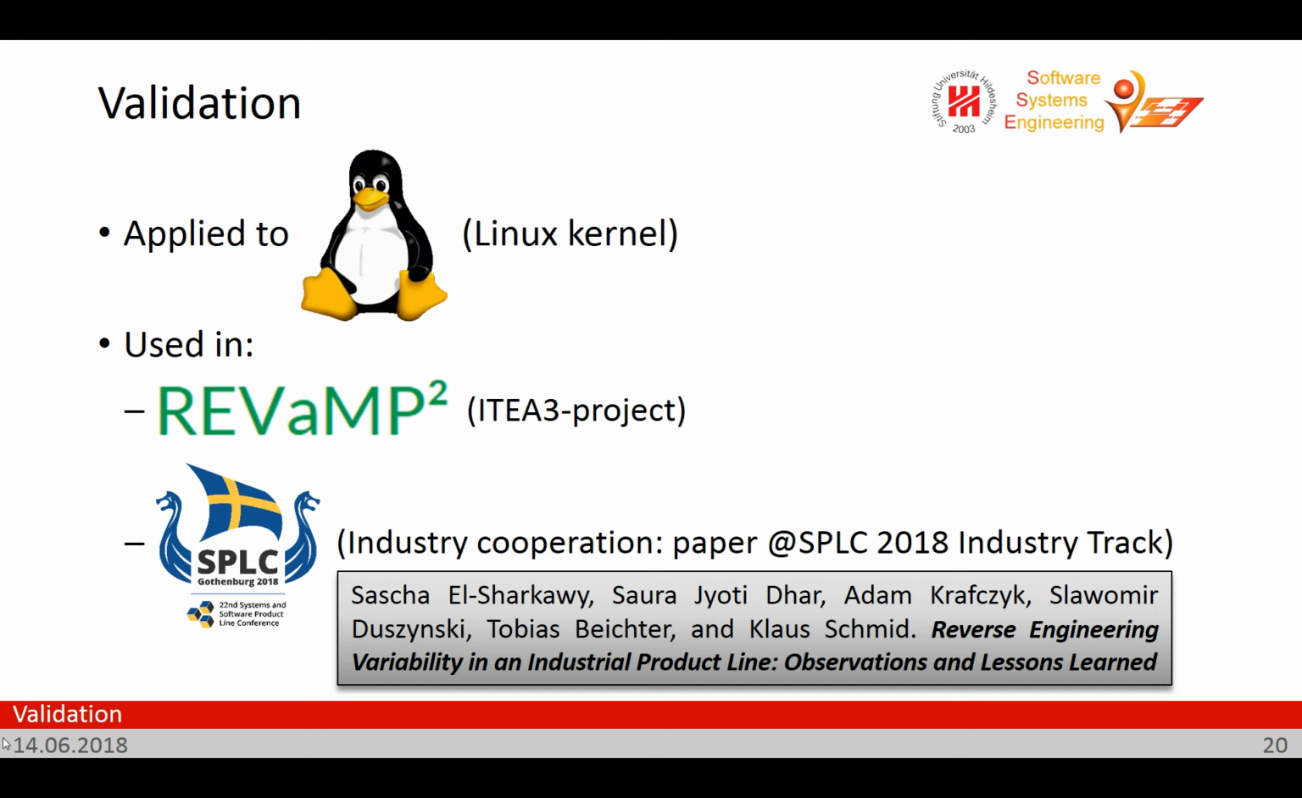But KernelHaven is also used in other domains, like the Revamp2 project, which is a tier 3 project. Here it is used for extracting information from product lines and products. It is used for validation and verification, and it is also used for co-evolution. Further, we have certain publications which include information on how we applied KernelHaven in industry, for reverse engineering of industrial product lines. This will be published at the end of 2018 at the Software Product Line Conference.